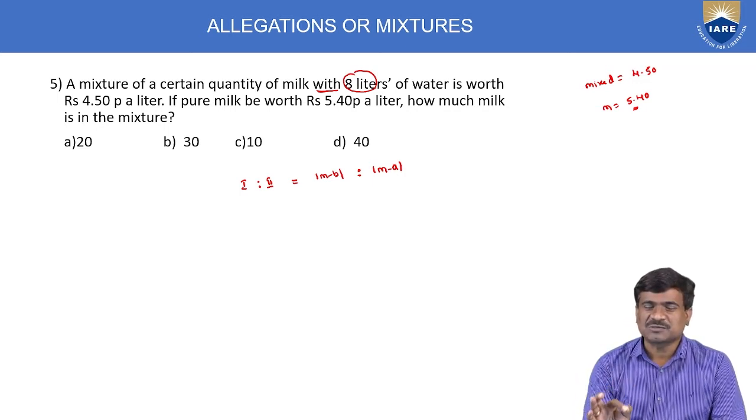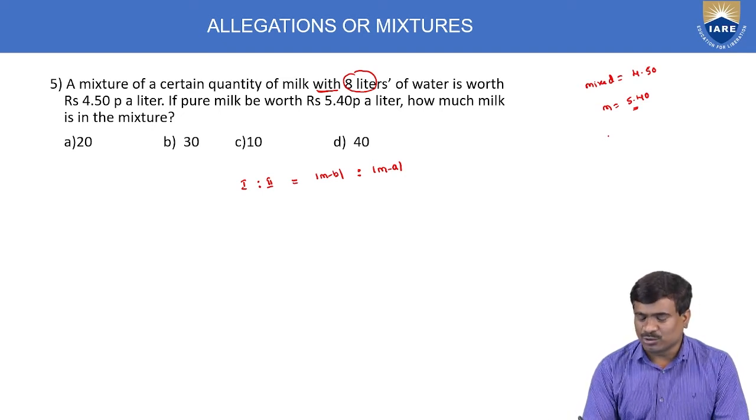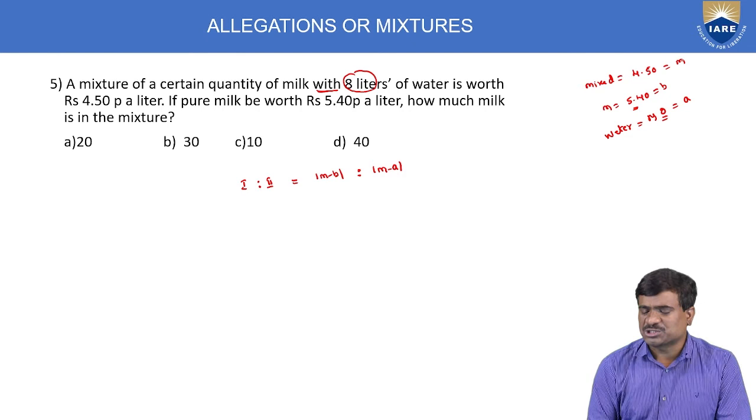A indicates the cost price of water per liter only. B indicates the cost price of milk per liter only. M is the mixed price per liter only. First convert into the cost price of 1 liter, next apply the formula, and that is your answer. Here A is not given. We know that the cost price of 1 liter of water is always considered rupees 0, that is A is equal to 0. B is equal to 5.40.